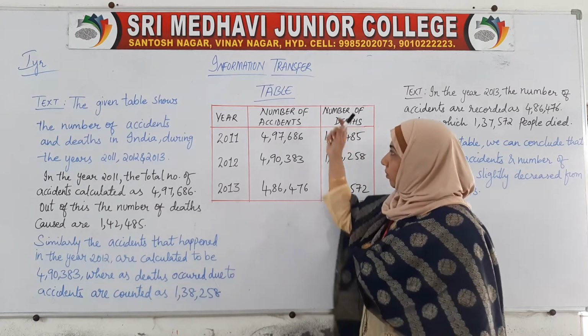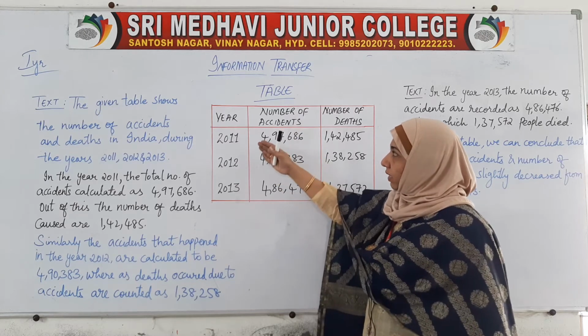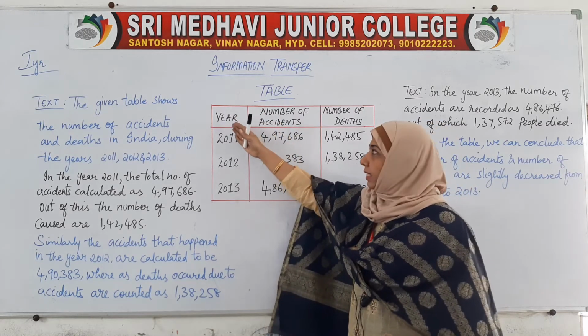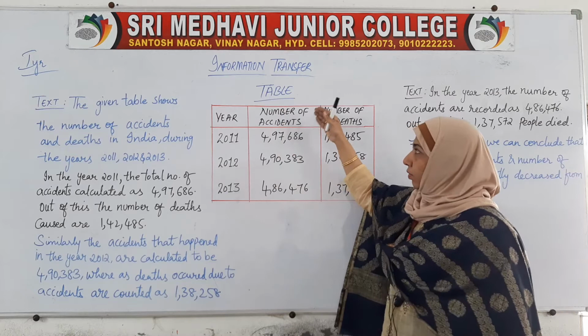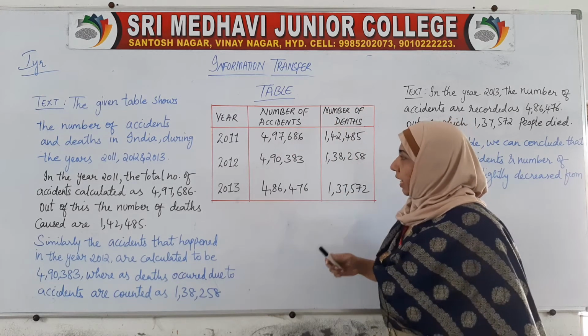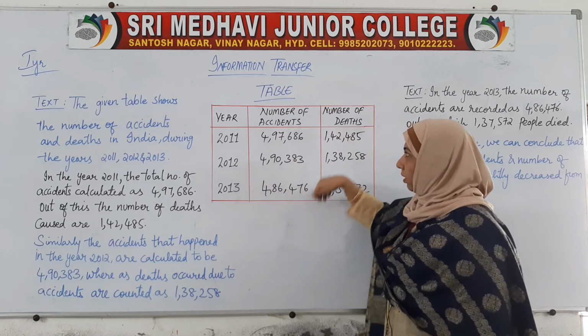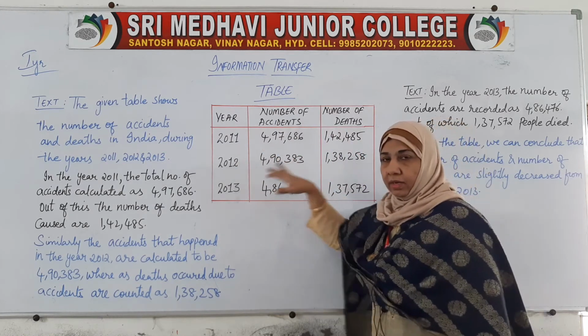In the table there are 3 columns. In the 3 columns different things are written. One is the year, next is the number of accidents, and the third is the number of deaths. And in that you can see the rows. These are the columns and these are the rows.